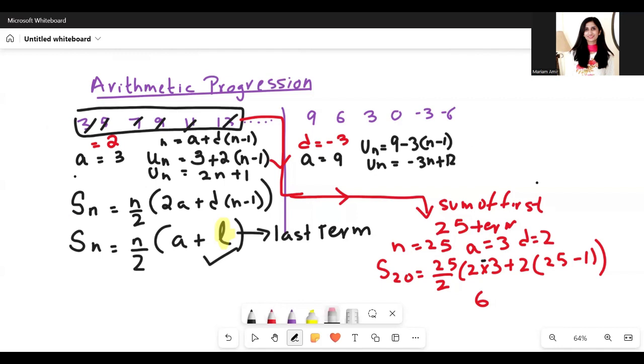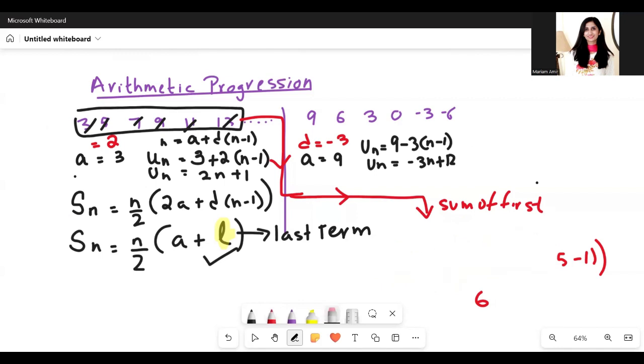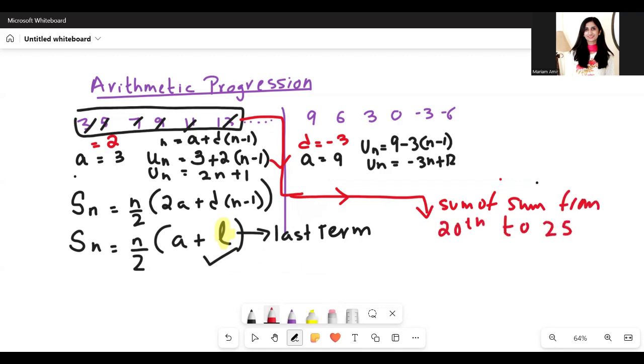Now, to step this up, they might ask you something like this instead. Find the sum of the values. Yeah, find the sum from the 20th term to the 25th term. So they also twist the questions like this.